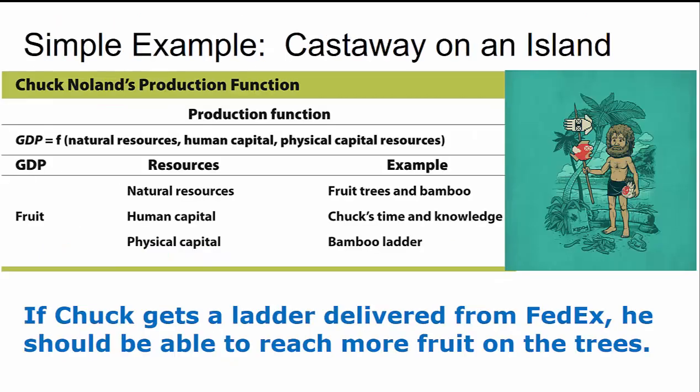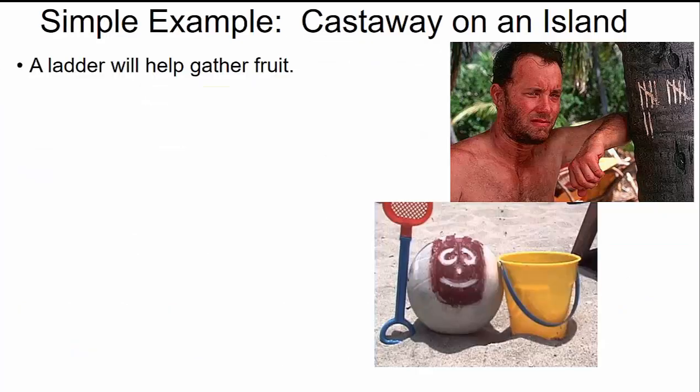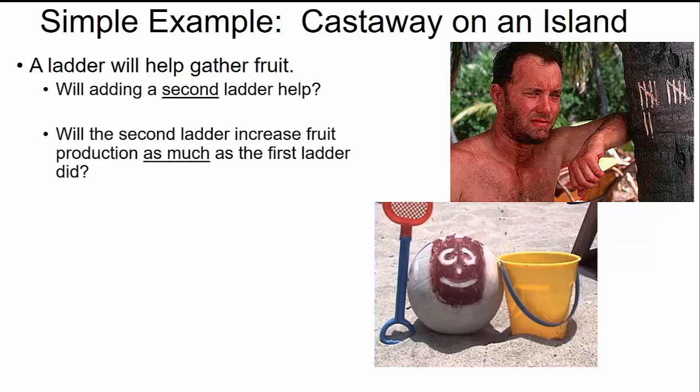Alright? Here's another example. We're going to use the castaway, and his production function is just his GDP is a function of his natural resources, his human capital, and his physical capital resources. So his natural resources are the fruit trees and the bamboo. His human resources is him, and then his physical capital is his bamboo ladder that he's going to make. All right. So first of all, let's face it, a ladder will help him gather fruit, because prior to the ladder he was just climbing the tree. So the ladder is going to help him.